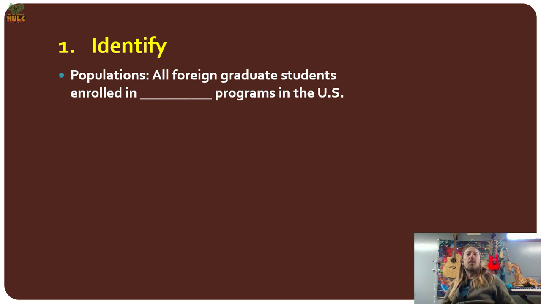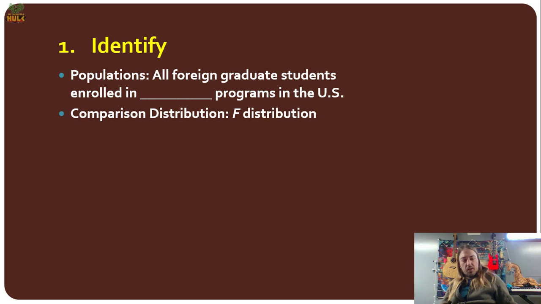So our first step in hypothesis testing would be to identify our populations. So our populations, and we'd have at least 4 of them in this case, all foreign graduate students enrolled in arts and sciences programs in the United States, all foreign graduate students enrolled in education programs, business programs, and law programs in the United States.